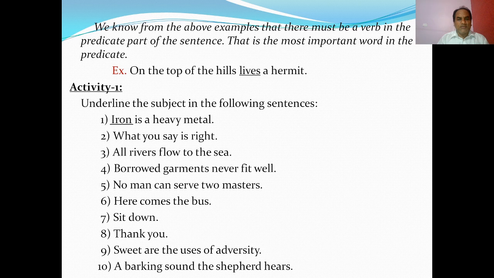Next question. You see, what you say is right. In this sentence, what you say is the subject. How and why? Because what you say is the clause, is the subject here. And is right is the predicate. Come to the next question. All rivers flow to the sea. You see, all rivers is the subject, doer of the action. Flow to the sea is the predicate.